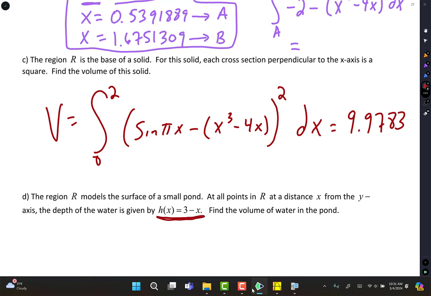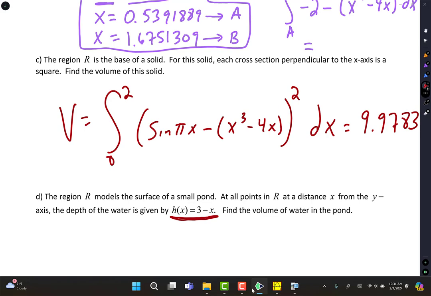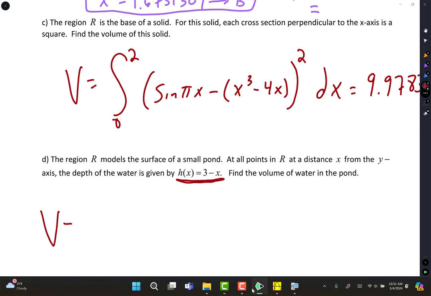This is the depth. So it's going to be similar to what we did earlier with that. Find the volume of the water in the pond. I think we can do it, guys. Volume equals. I need a common cross section.